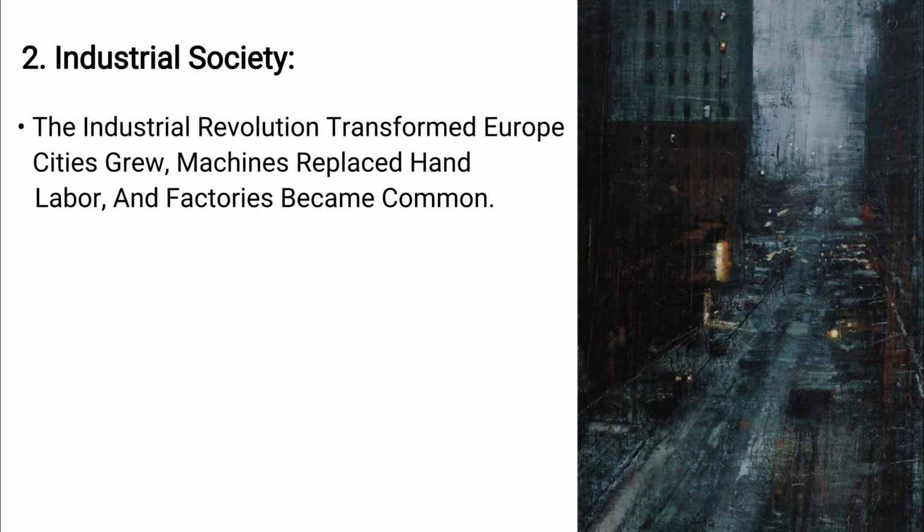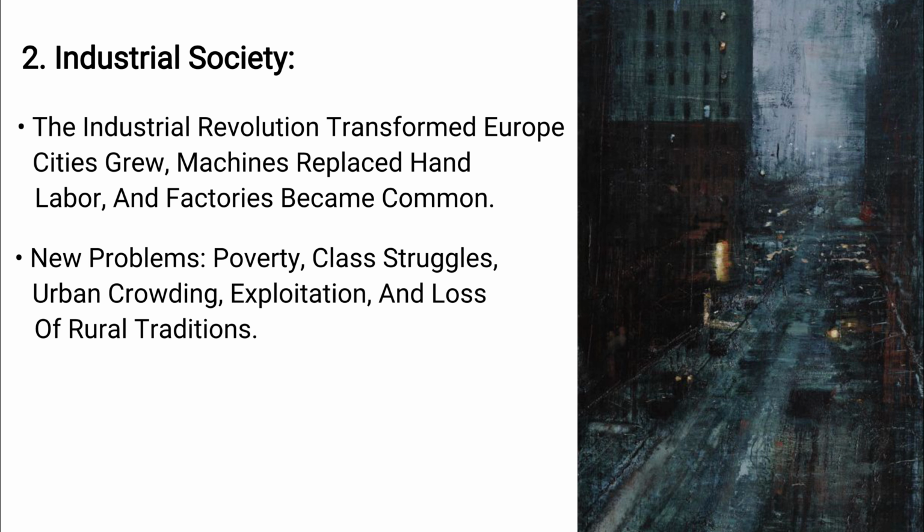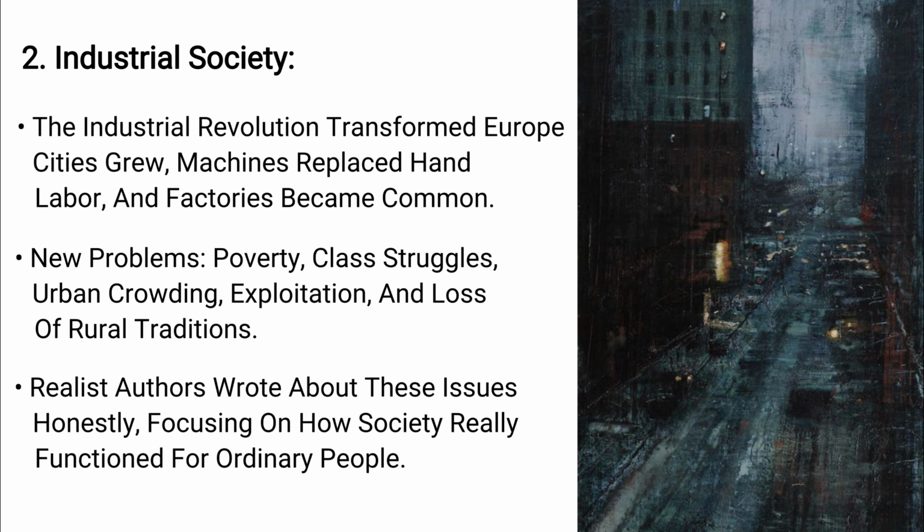The Industrial Revolution transformed Europe. Cities grew, machines replaced hand labor, and factories became common. This caused new problems: poverty, class struggles, urban crowding, exploitation, and loss of rural traditions. Realist authors wrote about these issues honestly, focusing on how society really functioned for ordinary people. For example, Dickens' Hard Times shows a grim industrial town where workers are treated like machines.